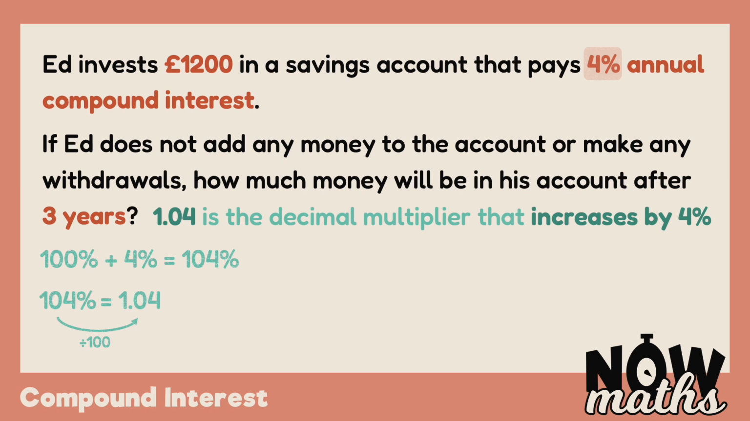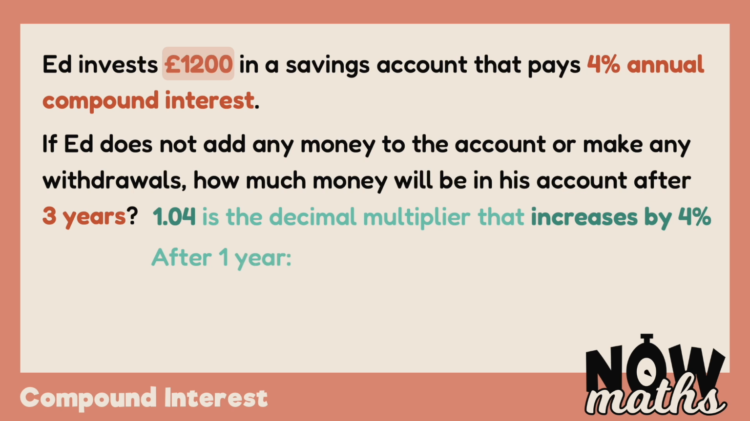Now this question tells us that Ed starts with £1,200 in his savings account. So we need to work out how much he will have after 1 year in his account. And after 1 year, the amount will have increased by 4%. So we're going to do £1,200 multiplied by 1.04, which tells us that he will have £1,248 in his account after 1 year, because this is the amount he started with, increased by 4%.